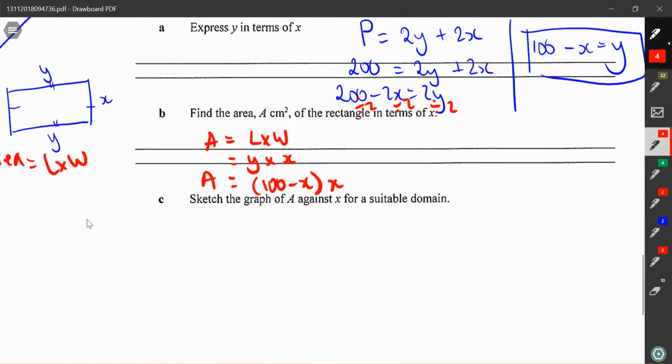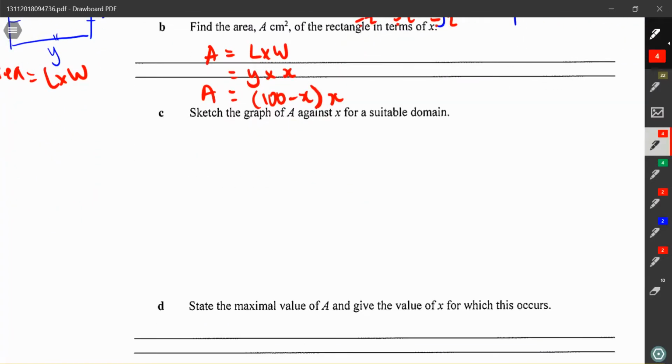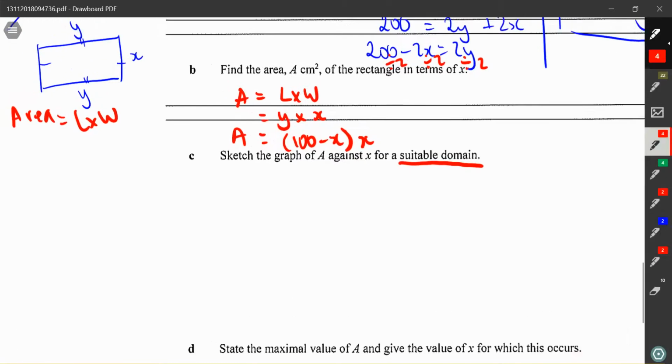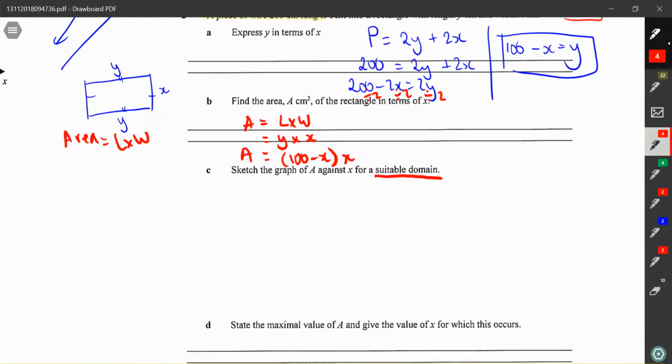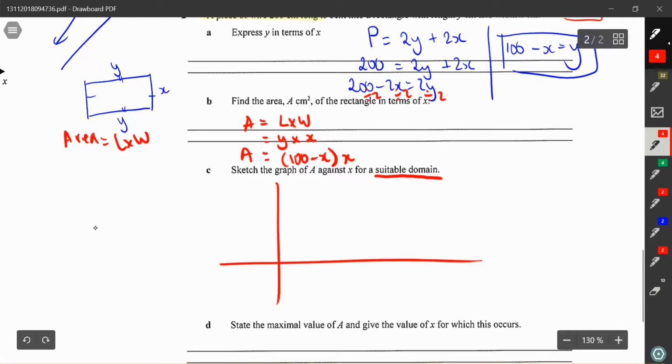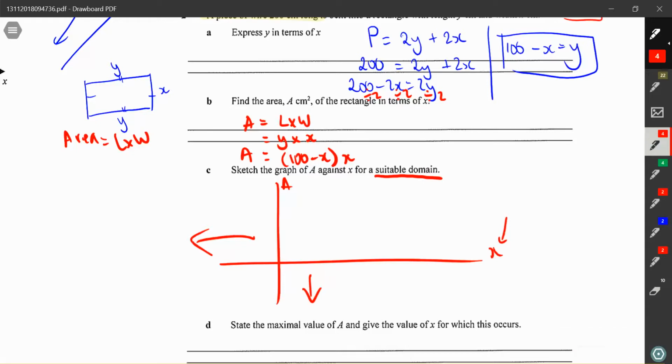Okay, now, let's go back to the question. What did they tell me to do? They said sketch the graph of A against X for a suitable domain. What does it mean by suitable domain? What do you have to pay attention to? It has to be positive because we're talking about a length of a wire. You can't have negative length and you can't have negative area. So if you're drawing a graph of A against X, X is the width. Width can't be negative, and area can't be negative, so your graph can't be in the negative region on this side and neither could it be in this region here. It has to be both positive, so you can only have a graph in this section.